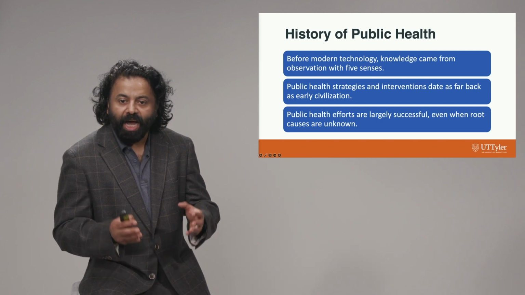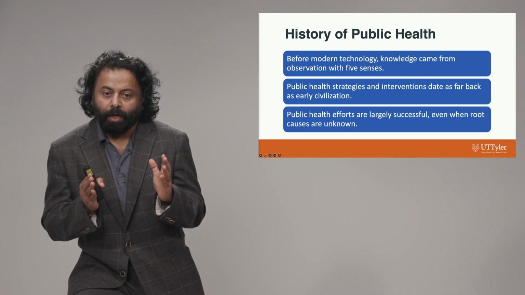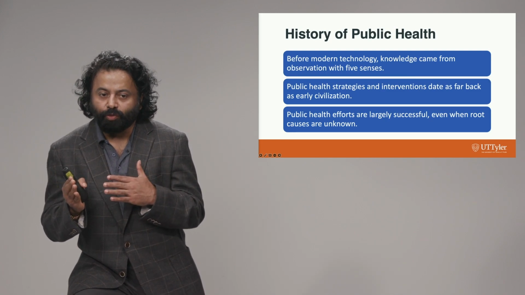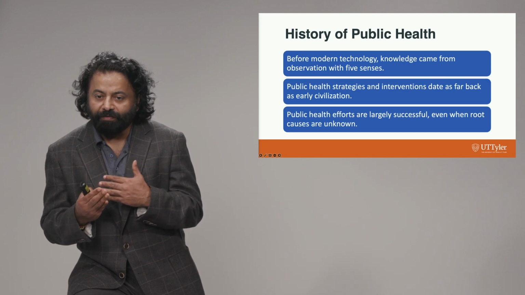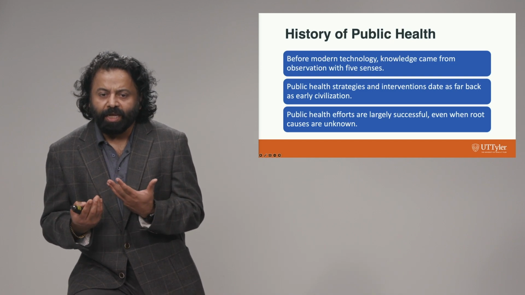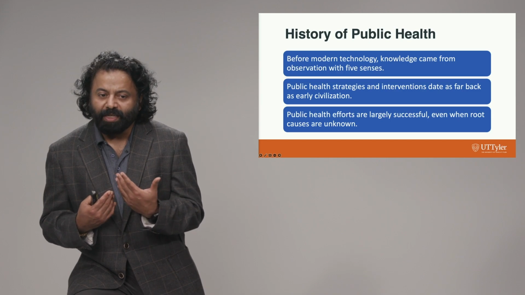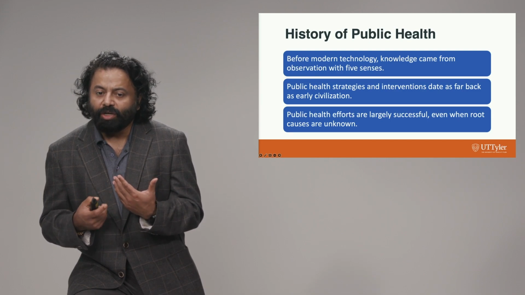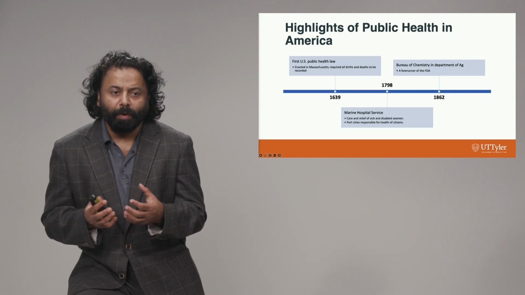Before modern technology, our knowledge of the environment came from our senses. For example, doctors recognized diabetes mellitus by the sweet taste of the urine, or the microscope enabled the study of infectious diseases and their causes. Public health strategies date back to early civilization. One remarkable aspect is its success despite unknown root causes. So let us look at the highlights of public health in America.